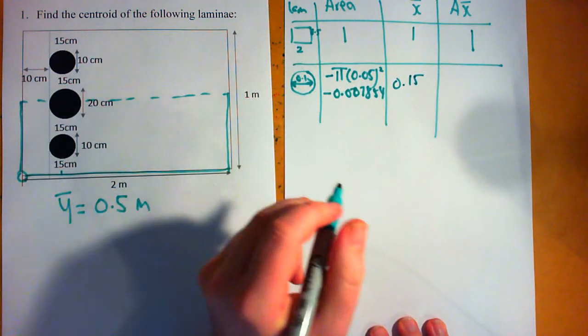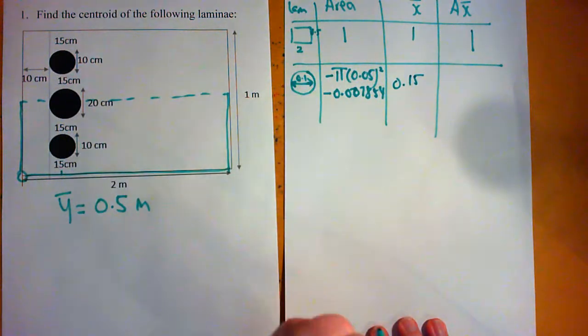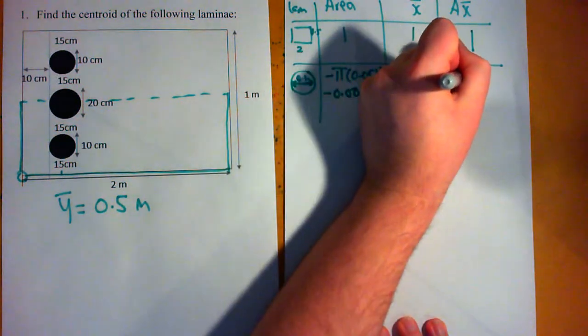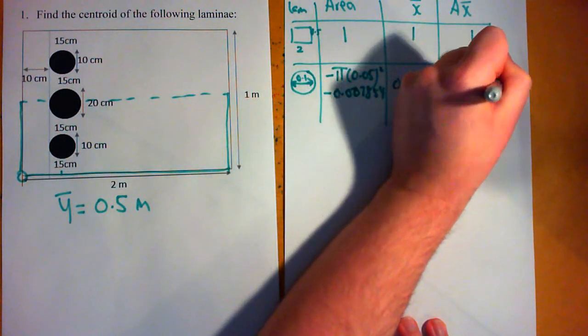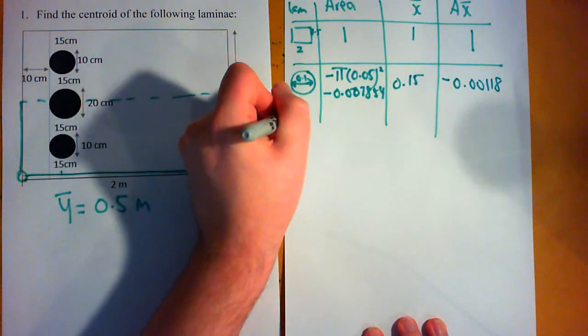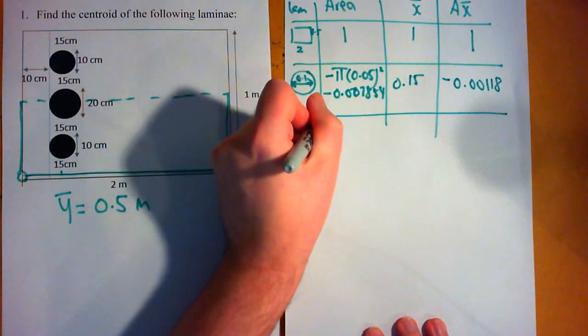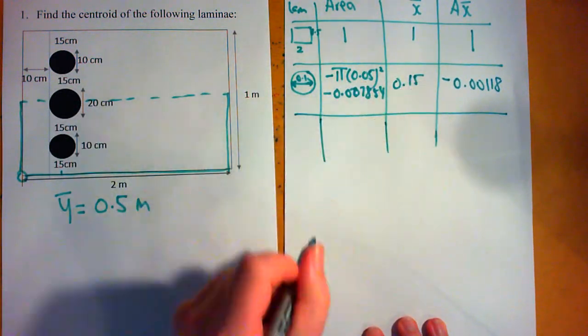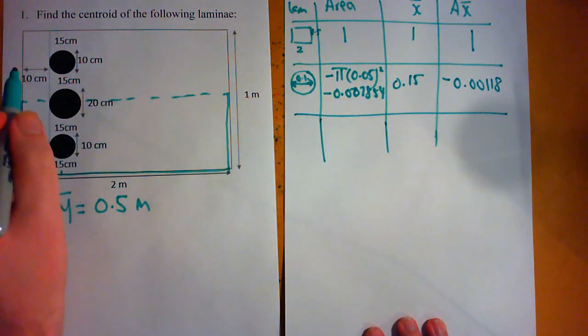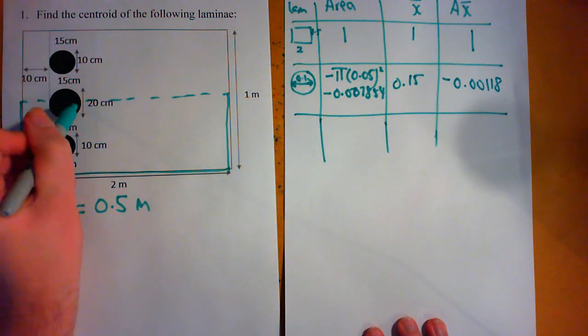0.15 metres. Now we've got this number here, negative 0.007854 times 0.15 gives us negative 0.00118, and that is for the bottom hole, sorry, that's for this hole. Now we need to deal with this hole.